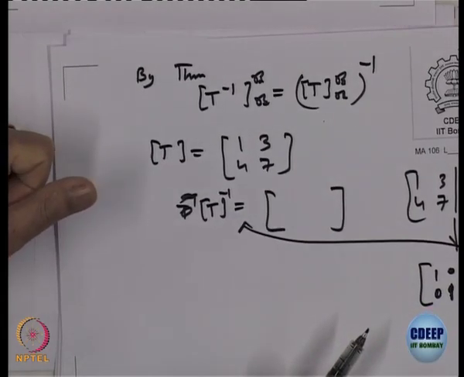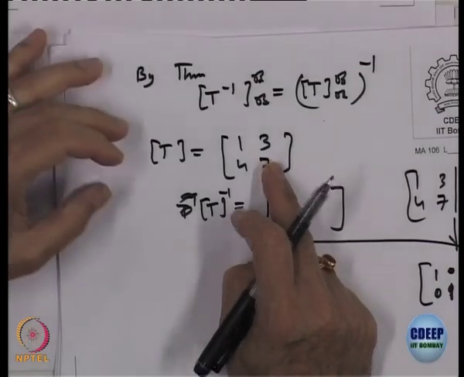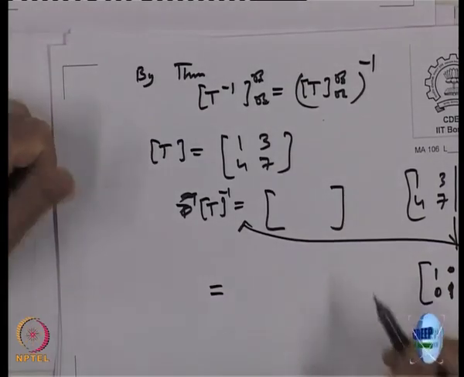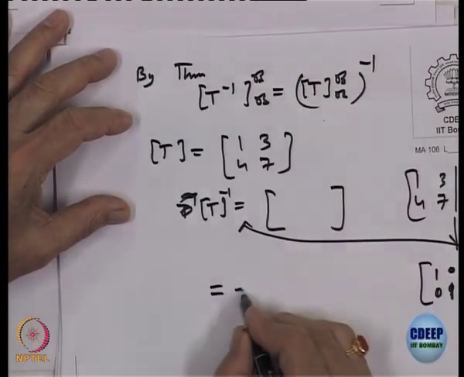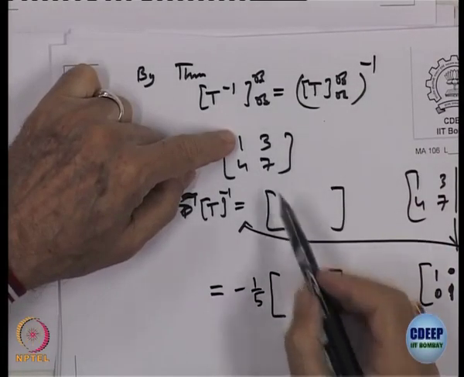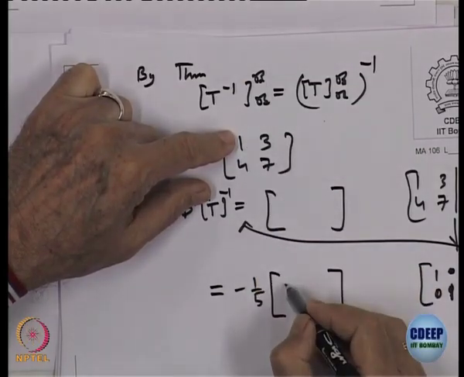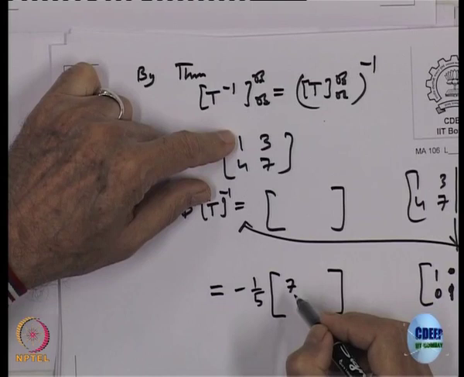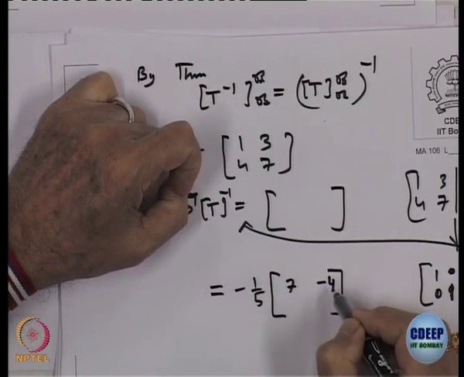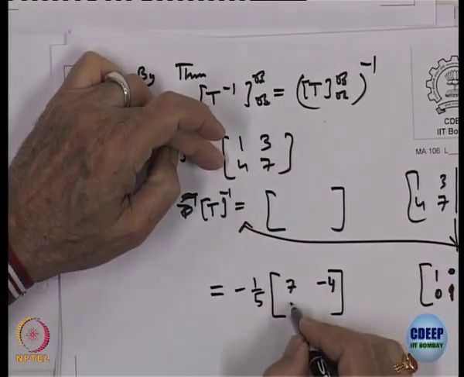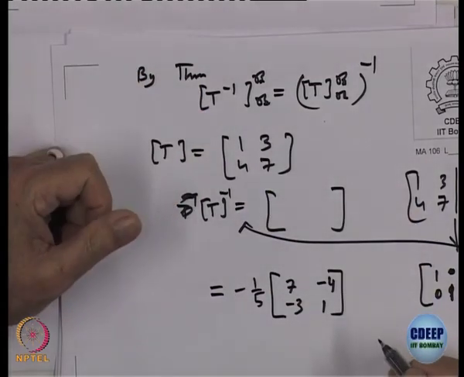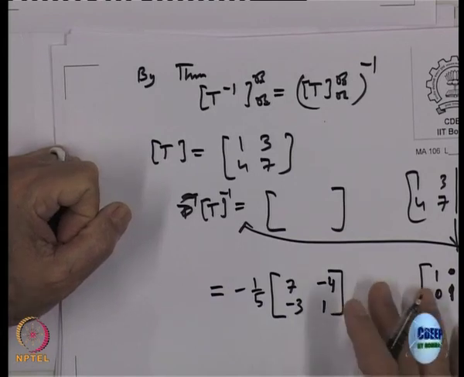That is another method of doing it. Or you can do it by the adjoint method, since you have already found the determinant. What was the determinant? Minus 5, right. So, minus 1 over 5 times the adjoint. What will be the first row, first column? What should I put here? 7, right. Then the next one goes minus 4, and similarly this goes minus 3, and that goes 1. So, that is the inverse.